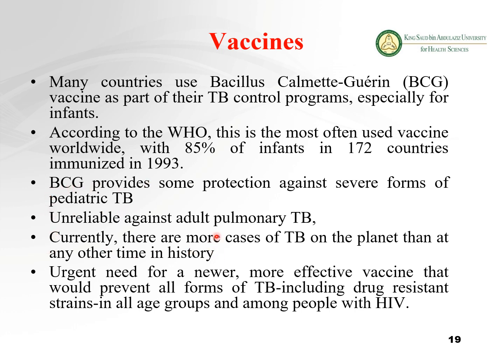Currently, there are more cases of tuberculosis on the planet than at any other time in history, and the number is still increasing. So there is an urgent need for newer, more effective vaccines that would prevent all forms of tuberculosis, including drug-resistant strains, in all age groups and among people with HIV. It's the need of the hour nowadays.